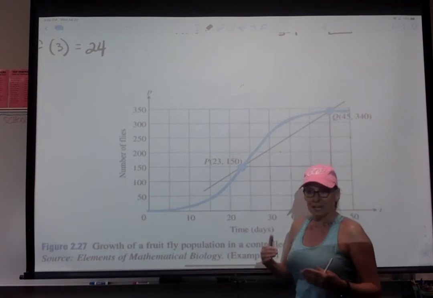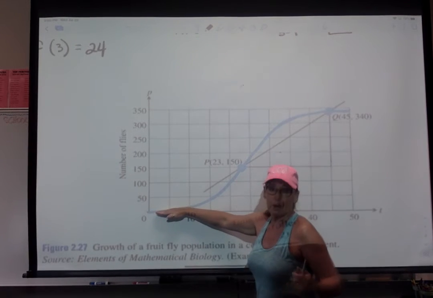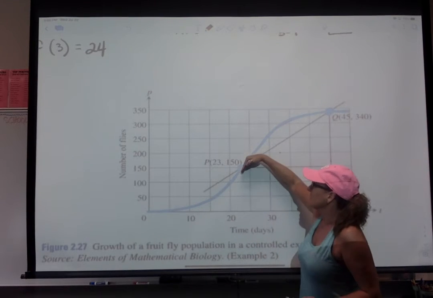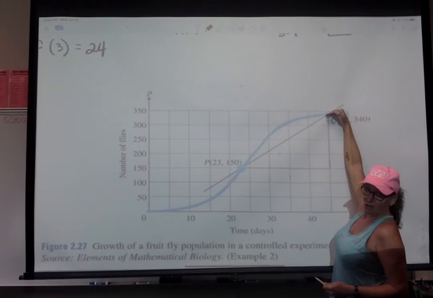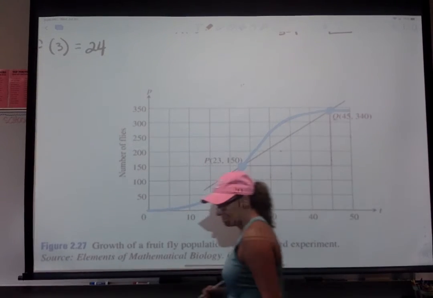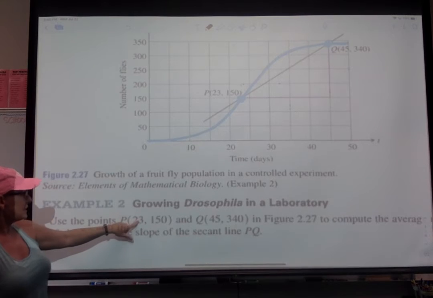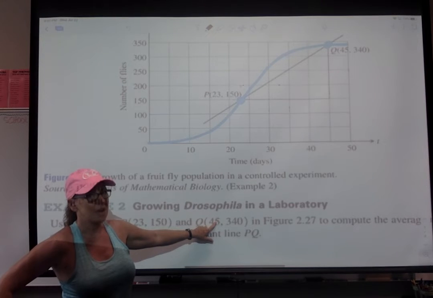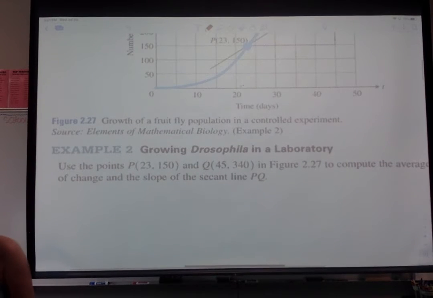So what we're going to do in calculus is look at how fast they were growing. Well, right here the population wasn't growing very fast. Faster, fastest, not as fast, not very fast at all. The example wants us to do average rate of change from day 23 to day 45. On average, how fast was the population growing? On average. So the math involved is super easy.